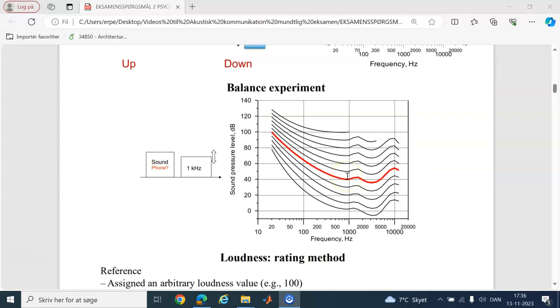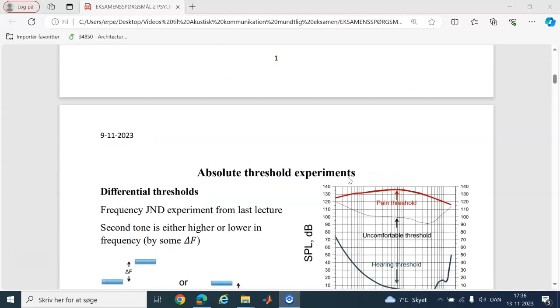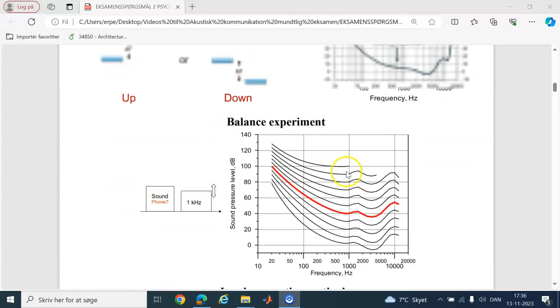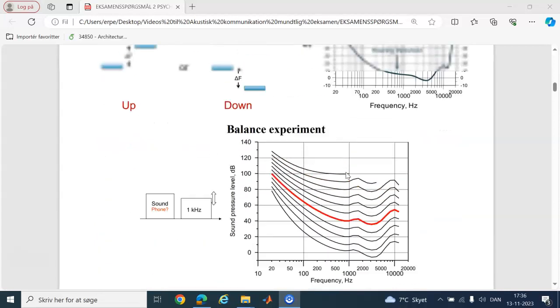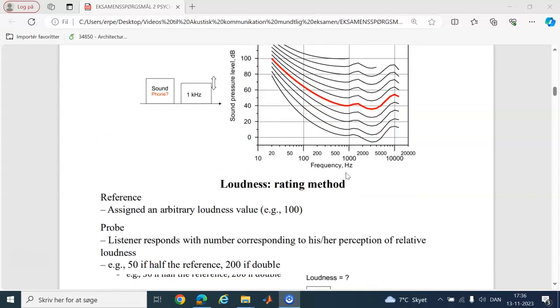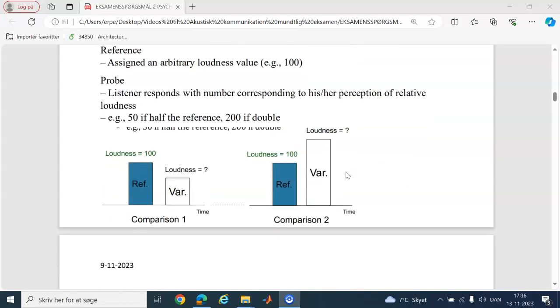Then we have the loudness rating methods. It's a kind of scaling. You have a reference assigned an arbitrary loudness value, for instance 100. The probe listener responds with a number corresponding to his or her perception of relative loudness. For instance, 50 is half the reference, 200 is double.